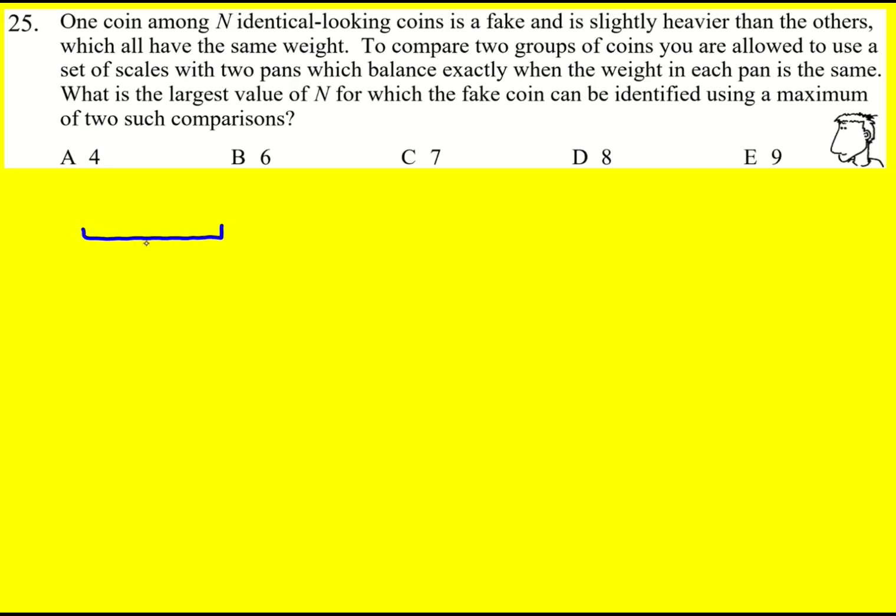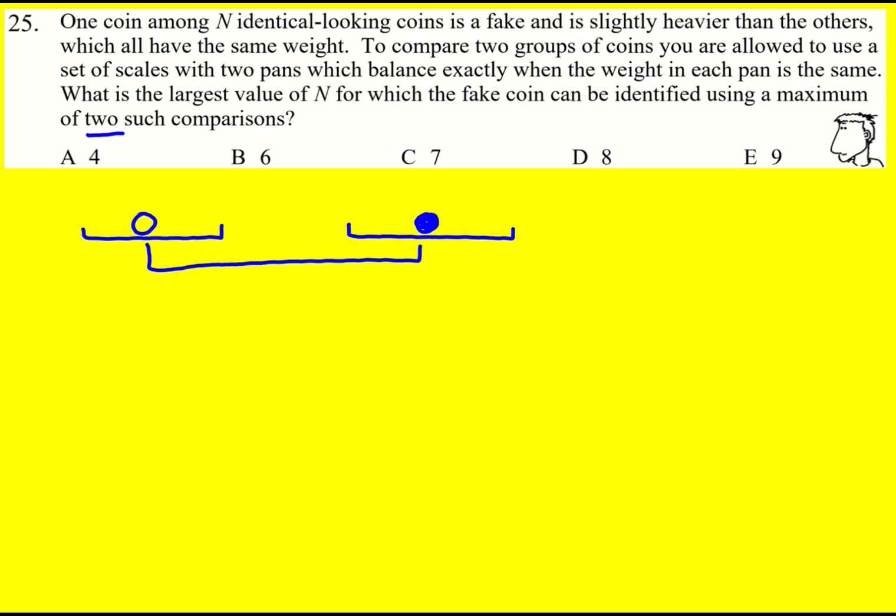Let's focus first of all on if we had n identical looking coins, one is fake and all the rest are real and the fake one's heavier, if we're only allowed to make one comparison rather than two. So for this, obviously if we had one coin, we could tell it because that one must be fake. If we had two coins, then we could put them on the scales and the one that goes down would be the fake one.